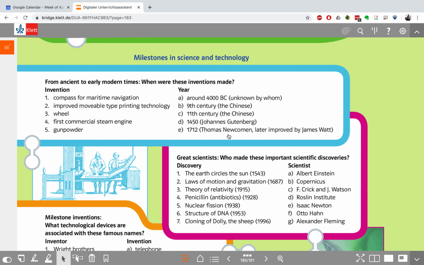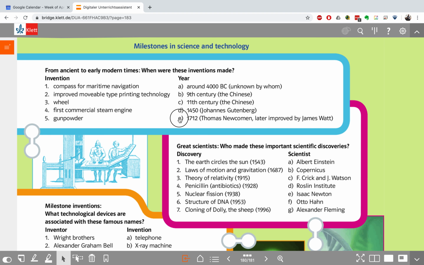I would say somewhere... It's a good question. 1712? No, James Watt does the steam engine. By the Chinese, maybe. Improved movable type printing technology, Gutenberg press, 1450. The wheel, around 4000 BC, unknown by whom. That's a very old invention. First commercial steam engine, Newcomen, and then James Watt. And gunpowder, also by the Chinese. So the first and the last one were invented by the Chinese. When exactly is a good question.